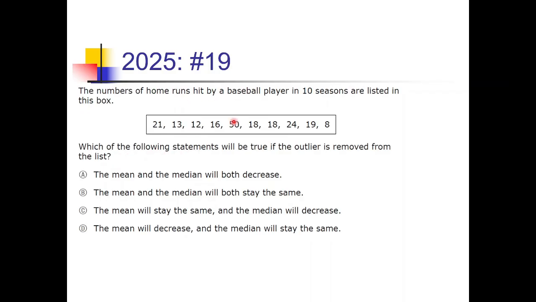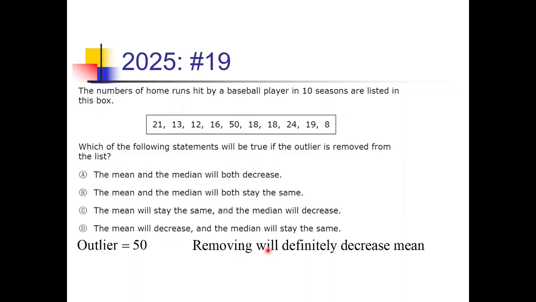So our highest number is 50, our lowest number is 8. And looking at the rest of these numbers, I would say 8 is closer to all the rest of these numbers than 50 is. So 50 is going to be our outlier. Now if we remove 50 from this list, since we're removing a huge chunk of the total number of home runs, that's definitely going to decrease the average or mean value of the whole list. So I would say any answers that say the mean is going to stay the same should be eliminated. So choice B and choice C right off the bat, we can get rid of those.